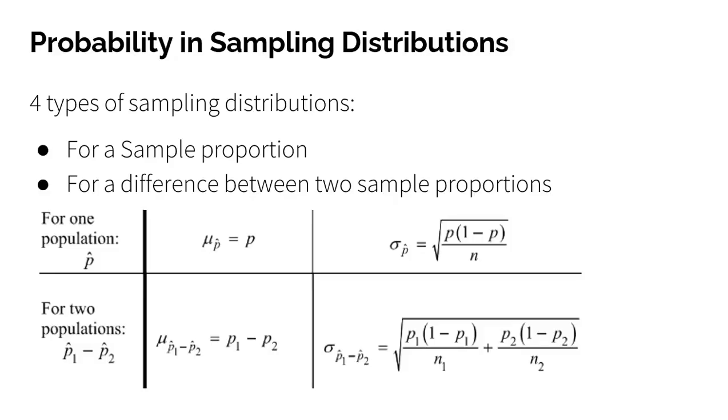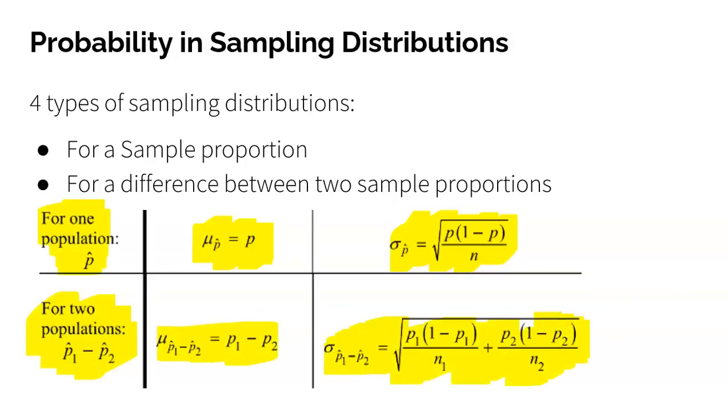Now, what's best about this is I'm not going to do a ton of examples here because it follows a normal model. You have a mean and you have a standard deviation. Now that's the row for one sample proportion. If we're looking at the difference between two samples, there's my mean, there's my standard deviation formula.